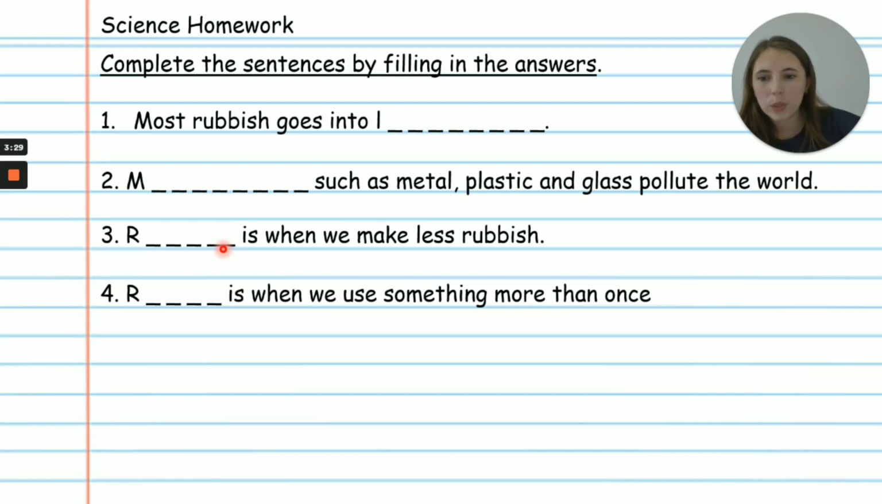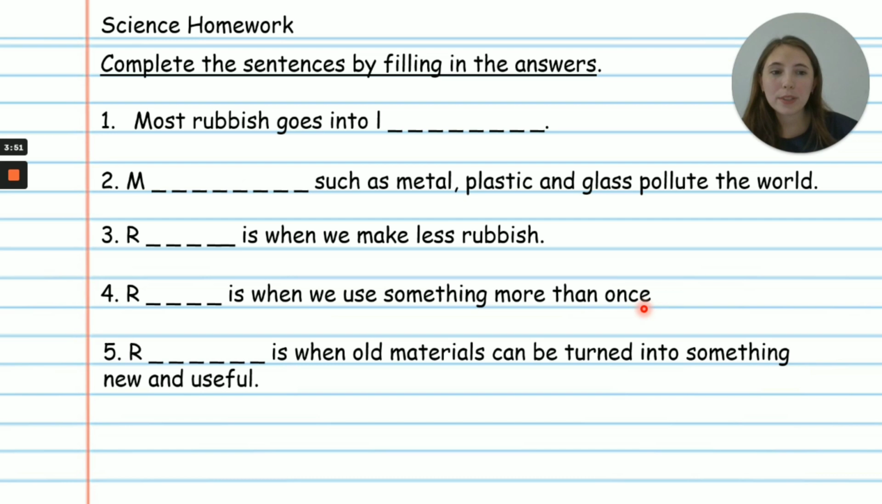Then number 4, we say, is when we use something more than once. So what do we use more than once? And number 5, the last one we say, is when old materials can be turned into something new and useful. So this one right here also starts with an R, and this is when something can be turned into something new and useful.